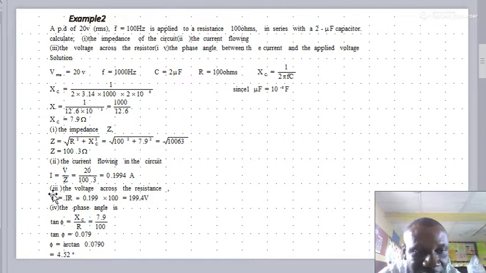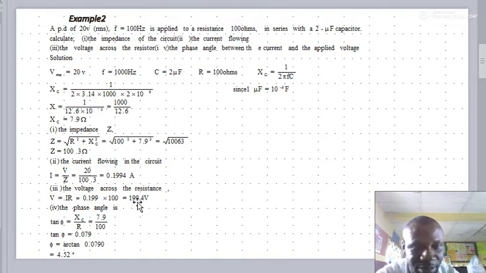The voltage V here represents the voltage across the resistor alone, equal to the constant current times the resistance. So this is the current that we calculated and the resistor value of 100 ohms that we know. This gives us the voltage across the resistor alone. Please take note of that.